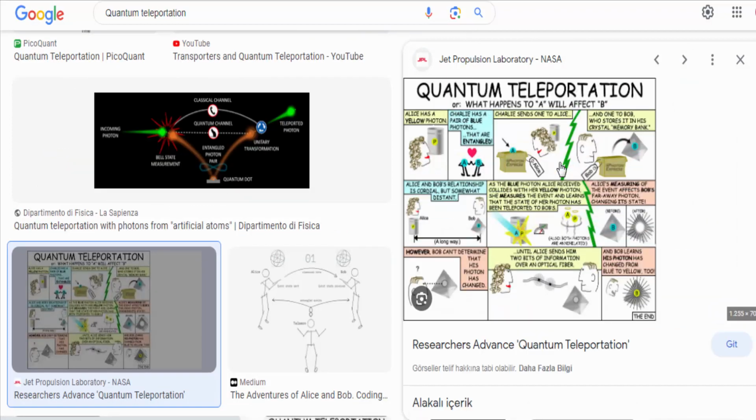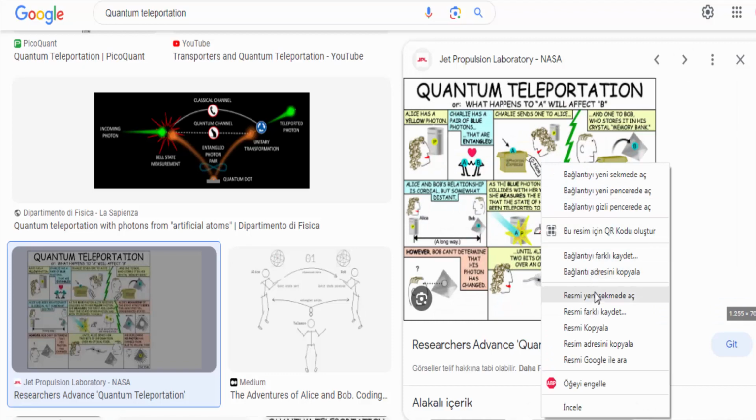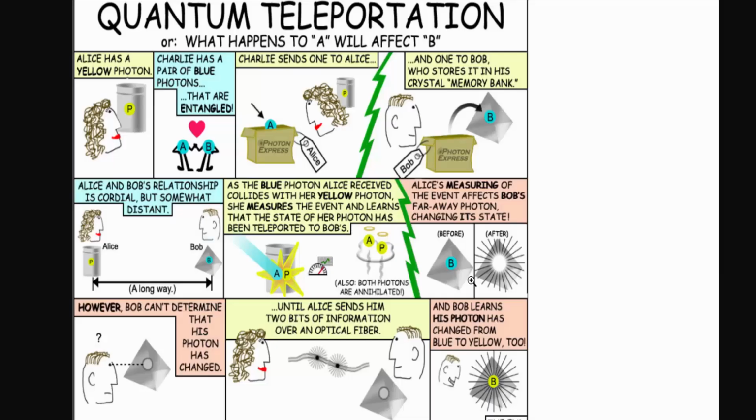Initial preparation. Two entangled particles are created and shared between two parties, often referred to as Alice and Bob. These particles are typically in a state of quantum entanglement, which means that their properties are correlated in a way that the state of one particle is dependent on the state of the other, regardless of the distance between them.